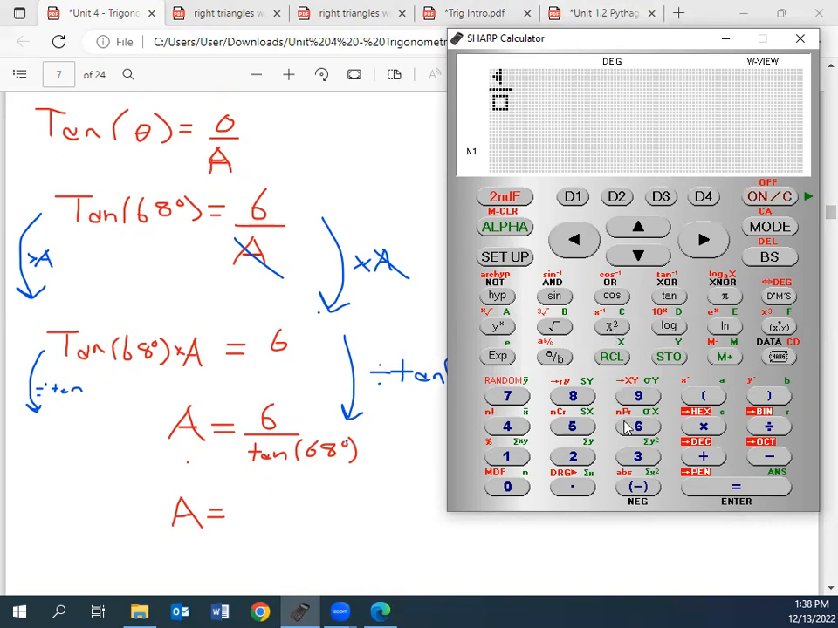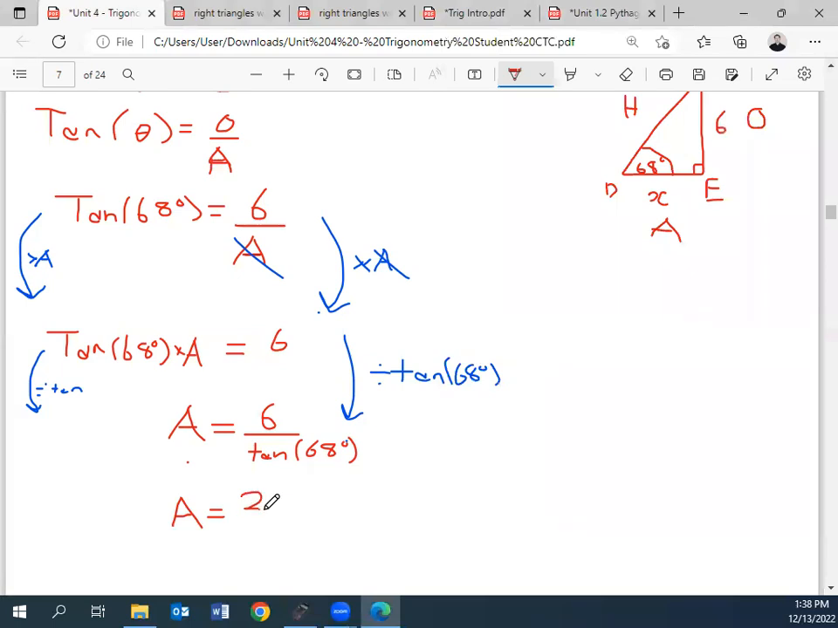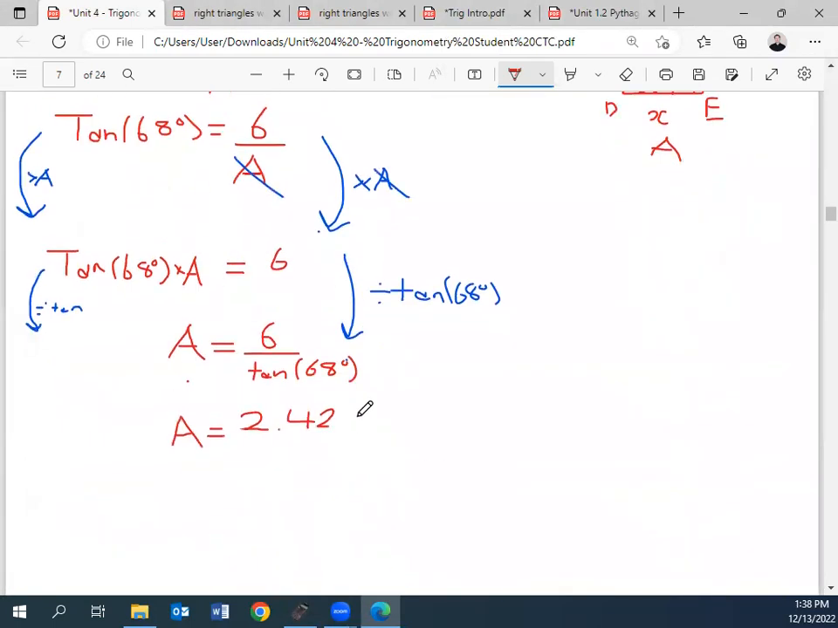So this whole thing is going to be 6 over tangent of 68. And that gives me my answer, which is 2.42. 2.42 feet. Okay.